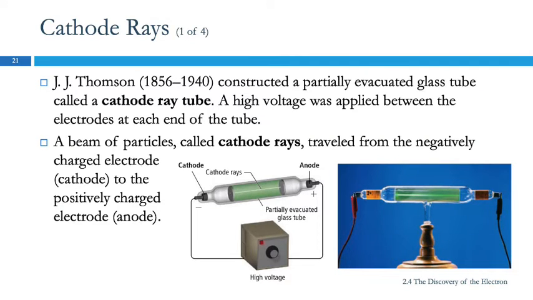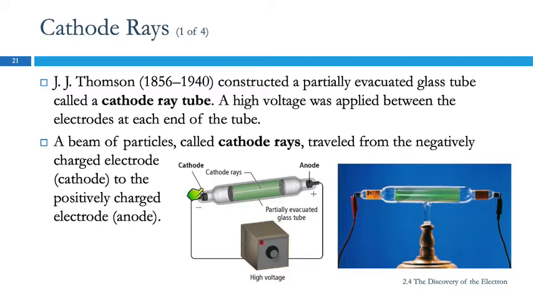So J.J. Thomson made what was called a cathode ray tube. This is a photograph of one. Here's an illustration. It's a glass tube that's partially evacuated. There's just a little bit of gas in there. And we have electrodes at each end, and we apply a high voltage. There's no wire or anything between. But if you apply a high enough voltage, you can get something that shoots from one end to the other. And it causes the gas to glow a little bit, and so you can actually see it.